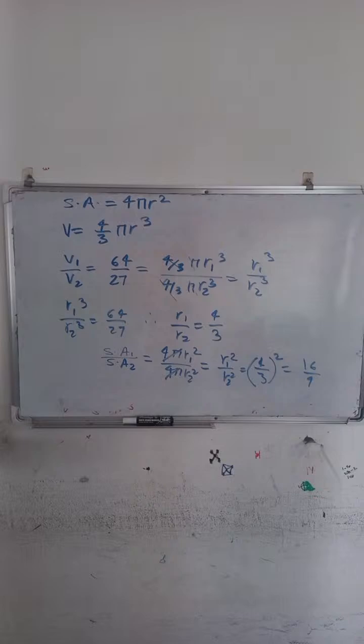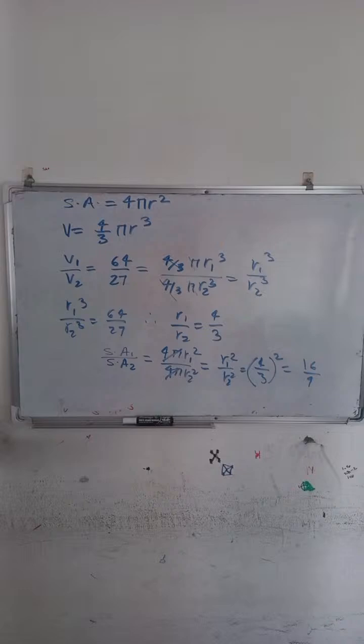Then write down the next question. If the volume and surface area of the sphere are numerically equal, find its radius. I will repeat the question. If the volume and surface area of the sphere are numerically equal, then find its radius.